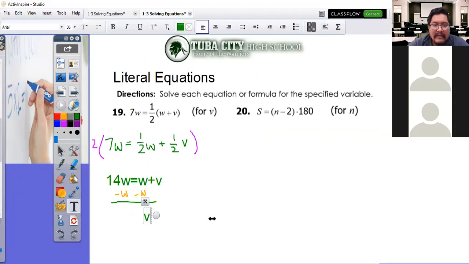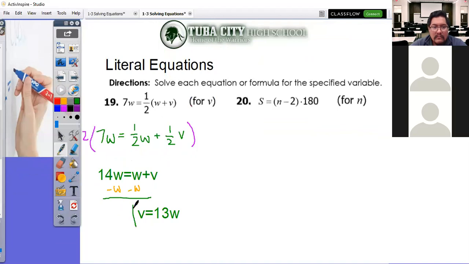Now V is going to be by itself, but again, I'm going to switch the sides using the reflexive property, and you get 13W. And there we go. Now we know what V is. We solved this equation for V. And again, remember, solving means to get the variable or whatever you're looking for by itself.